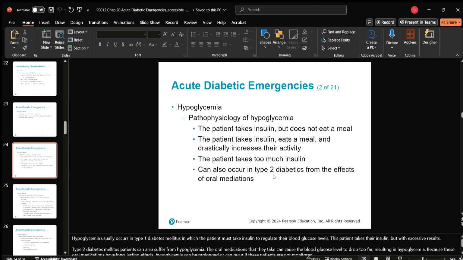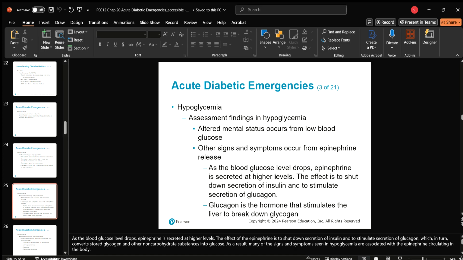Okay? So here we have the problem where a patient, let's say they're older and they have Alzheimer's and they're managing their medication. Maybe they just have dementia and they're still managing their medication. They might take their insulin, forget, come back and do what? Take it again. All right? This can also happen in type 2 diabetics if they take too much of their oral medications. So we might see altered mental status in these patients, okay?